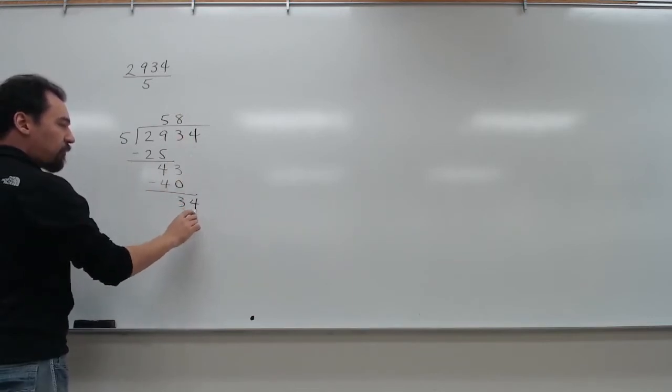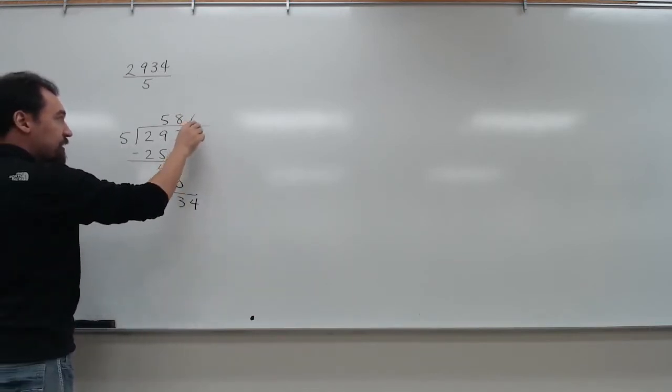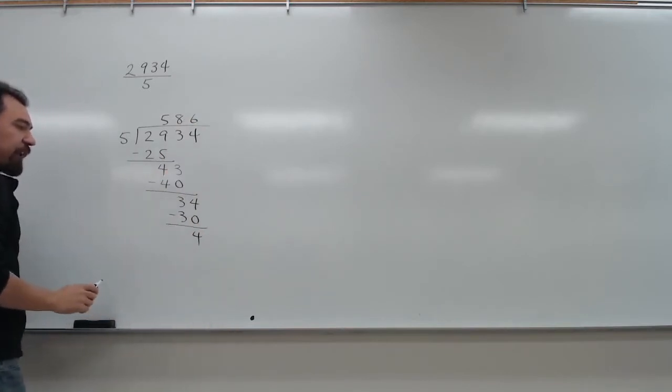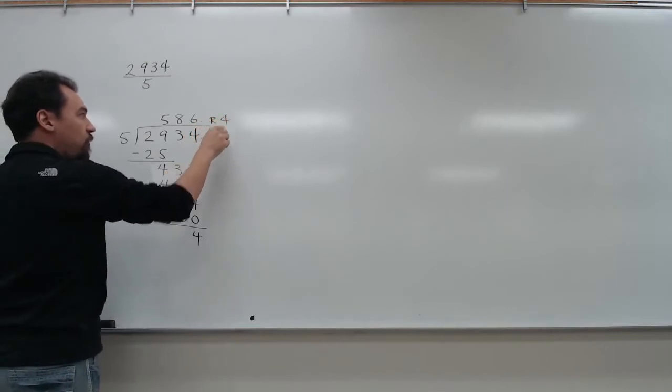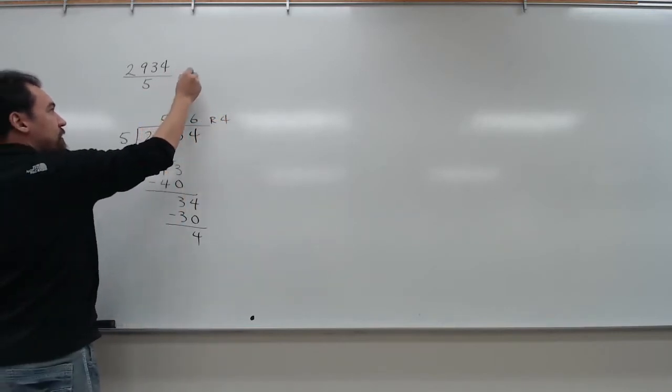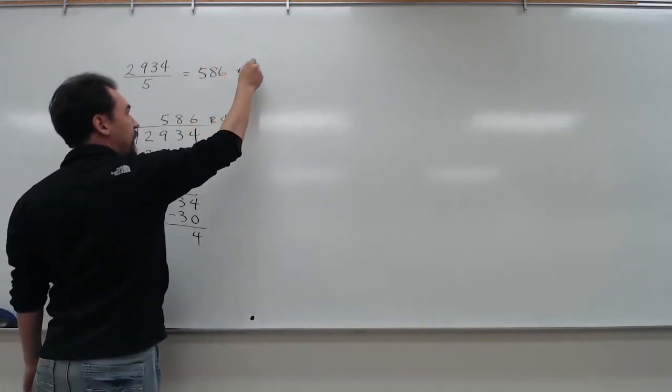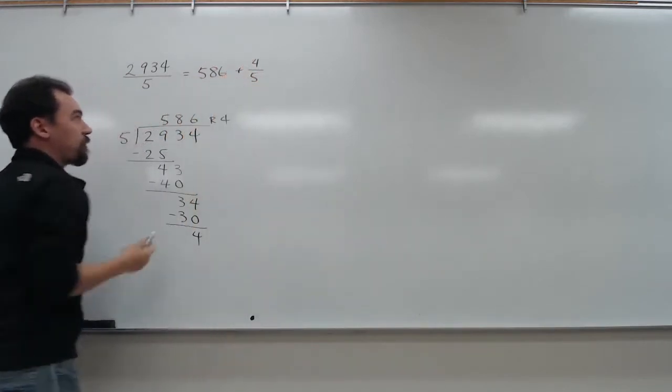Bring down the 4, 5 goes into 34, 6 times. 6 times 5 is 30, subtract, and you get a remainder of 4. And we wrote this as 586 and 4/5, also known as 586 plus 4/5.